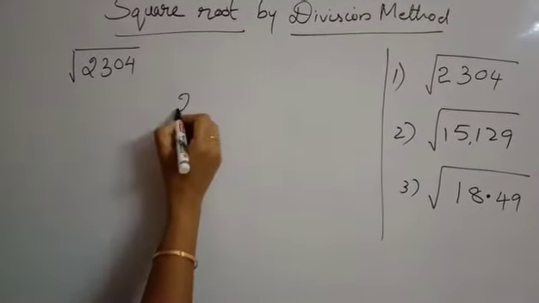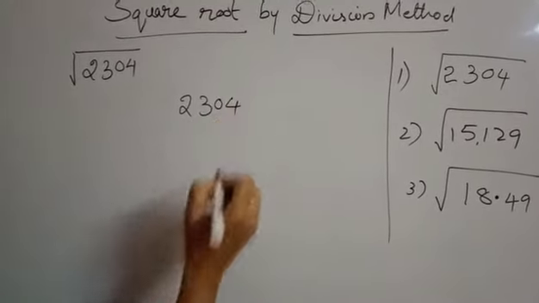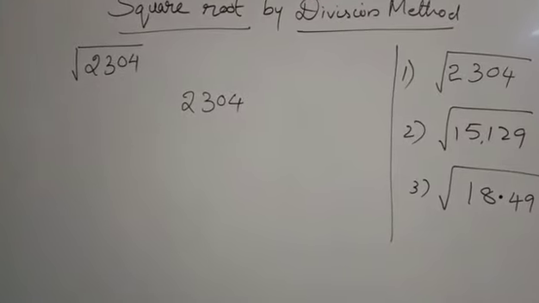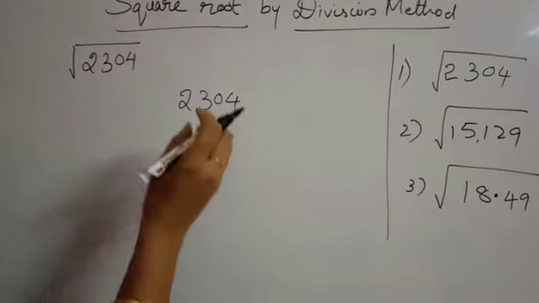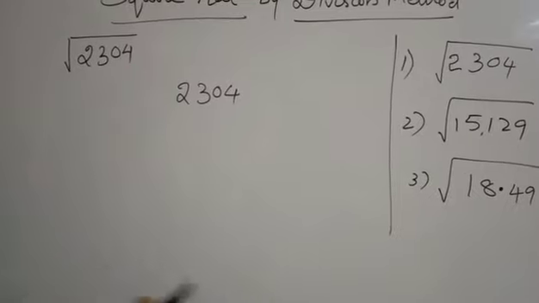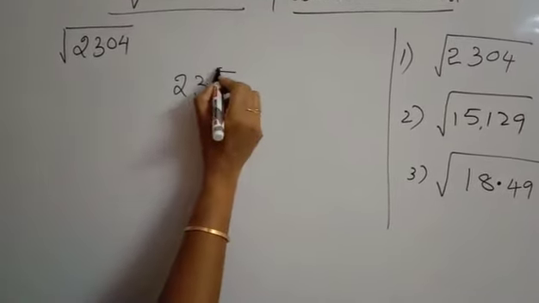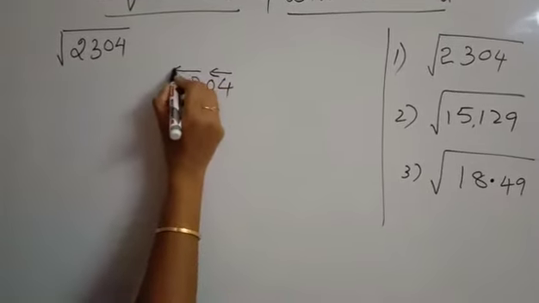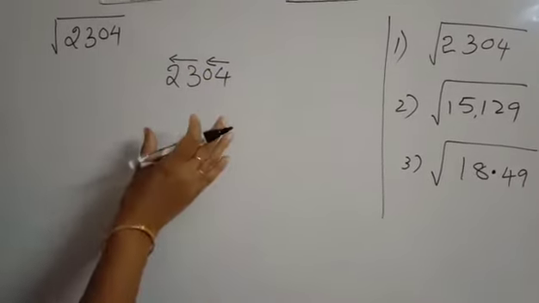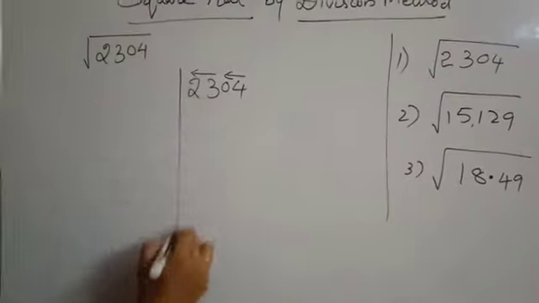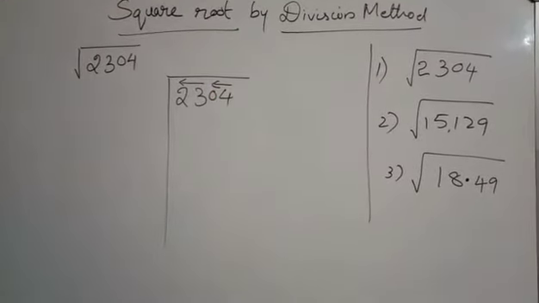So we need to write 2304 first. And now you need to group the numbers keeping two digits in each group. So we'll have to start from the units place. So 04 will be in one group and then 23 will be in another group. So this is how you need to group the numbers. Then we have to go with the division method.